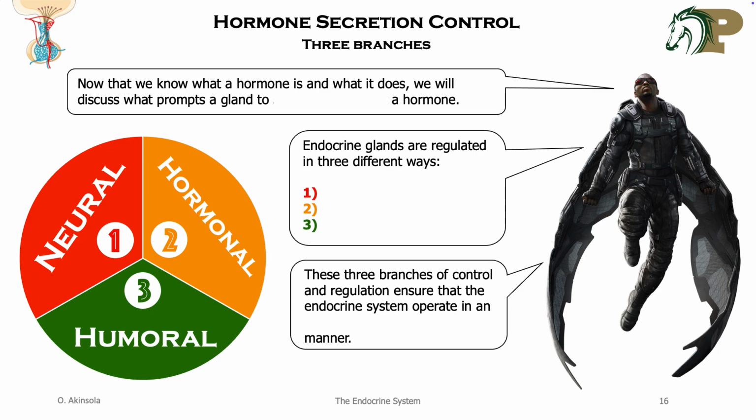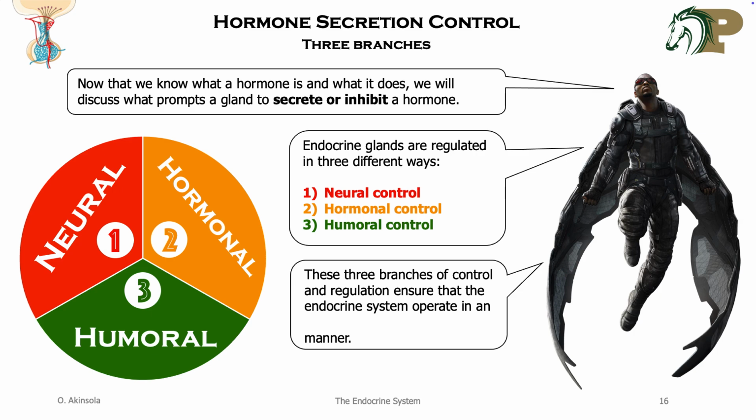So now that we know what a hormone is and what it does, we'll discuss what prompts a gland to secrete or inhibit a hormone. When it comes to endocrine gland secretion, this is going to be regulated in 3 different ways. We can have neural control, hormonal control, or humoral control. Please pay attention to these spellings, and later on the meanings of numbers 2 and 3, hormonal versus humoral, because those are 2 distinct and different systems.